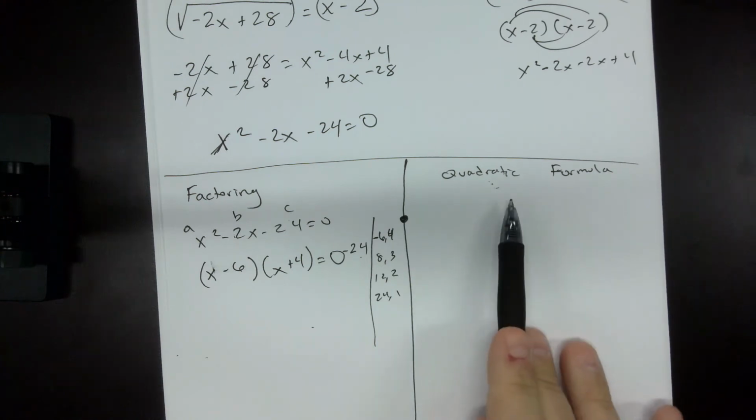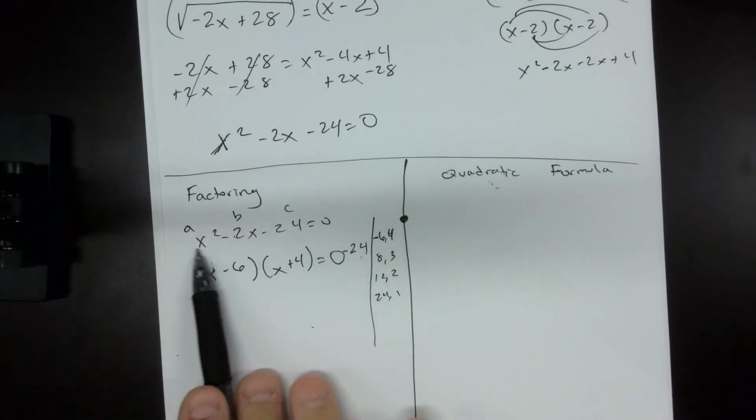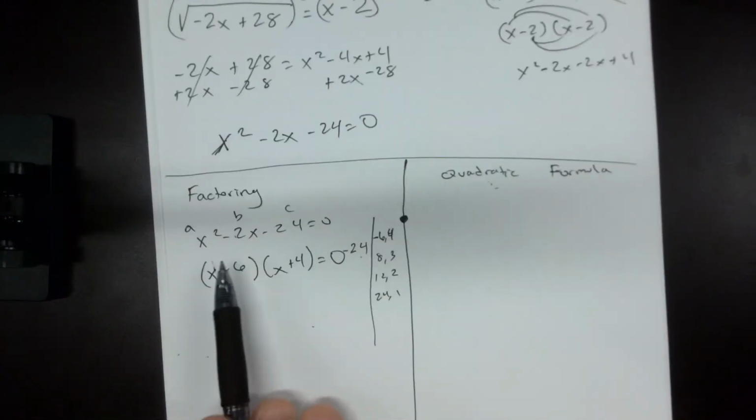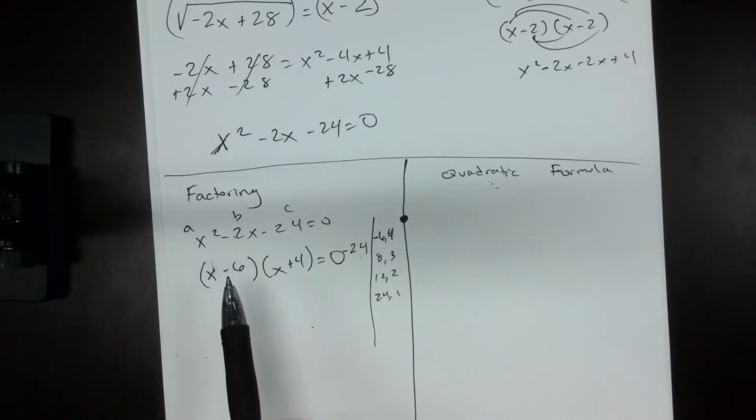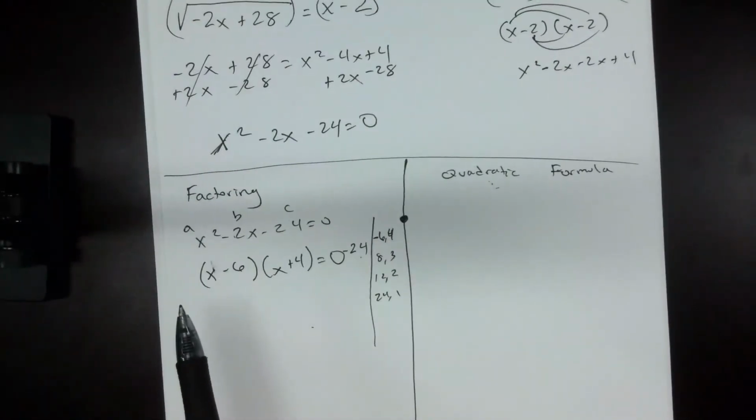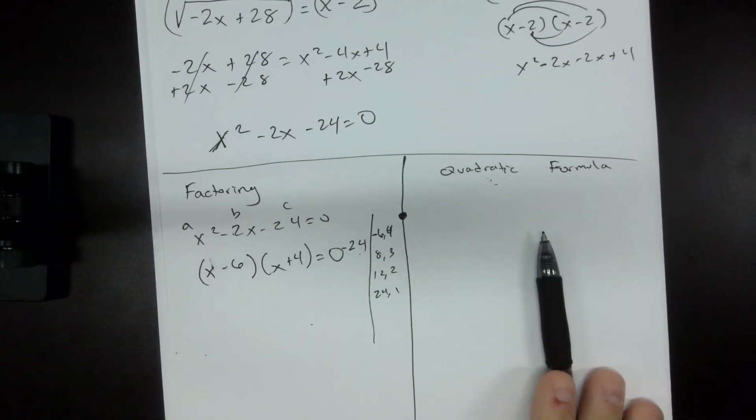Then I use this. If this thing was really ugly, meaning I can look at a problem and immediately tell if it's going to factor. If it's going to factor, I factor it. If it's not going to factor, I immediately go to this.